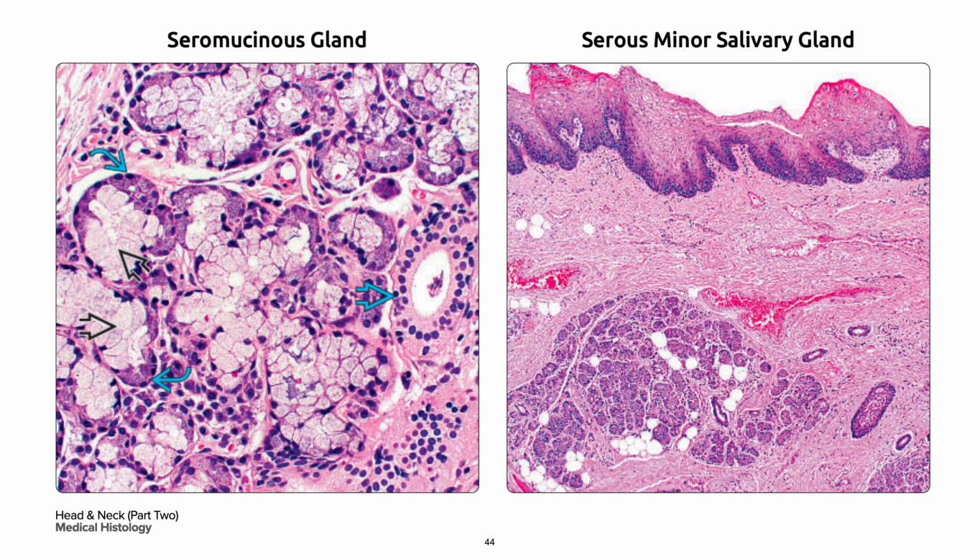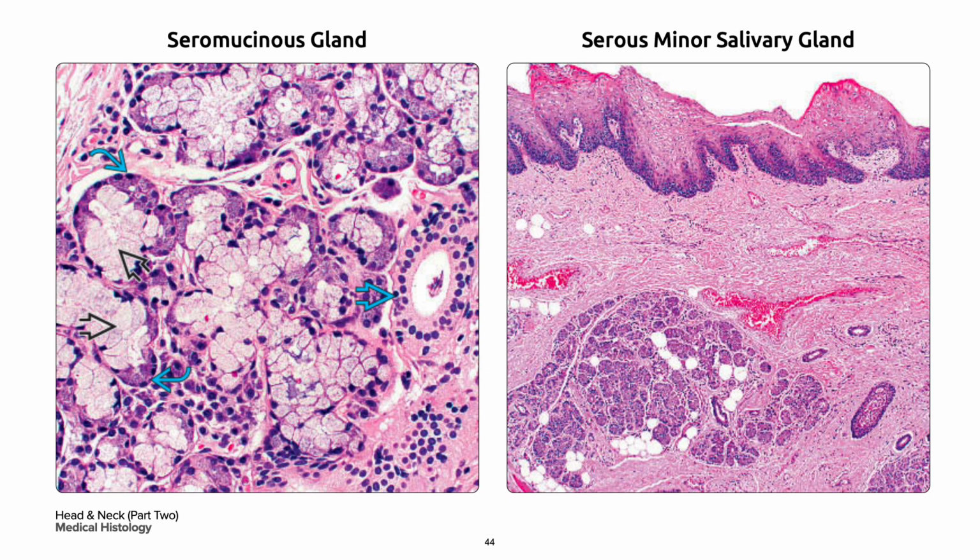On your left is a medium power H&E of a seromucous minor salivary gland showing several seromucous units with mucous acini in bold blue arrow. It is capped by serous demilunes in curved blue arrow. Secretions are collected from the secretory units by ducts. Note also the striated duct in bold blue arrow lined by columnar cells with round uniform nuclei.